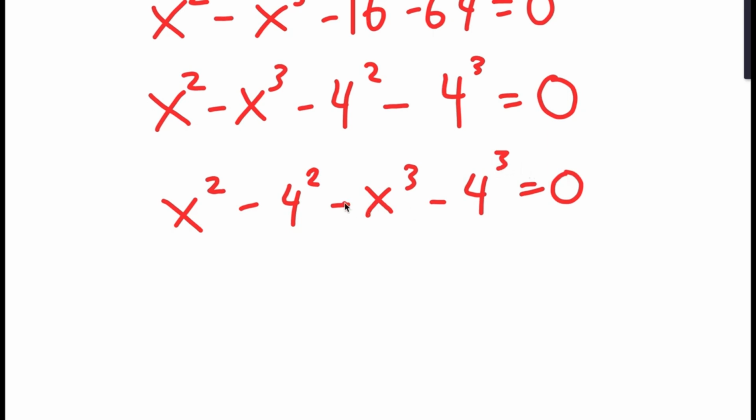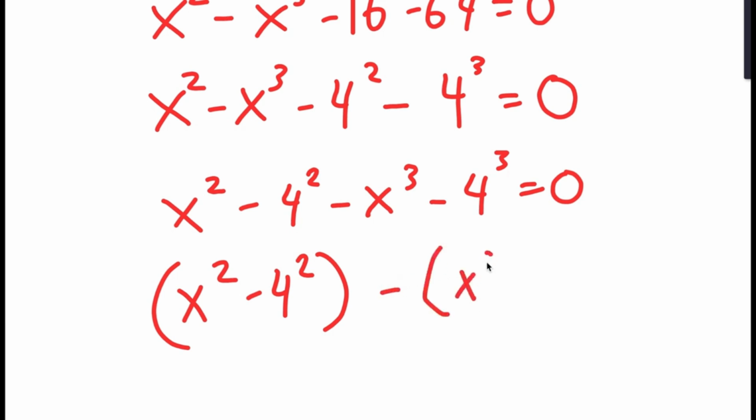So now there's two properties that I'm going to use. And before that, I'm going to write this as x squared minus 4 squared, and I'm going to group this minus x to the power of 3 plus 4 to the power of 3. We put this plus because this negative sign distributes.